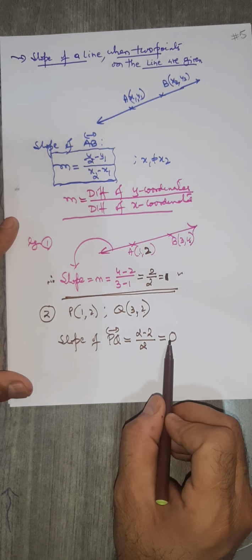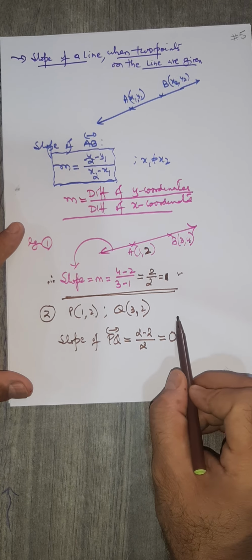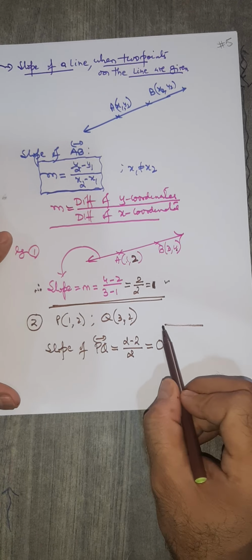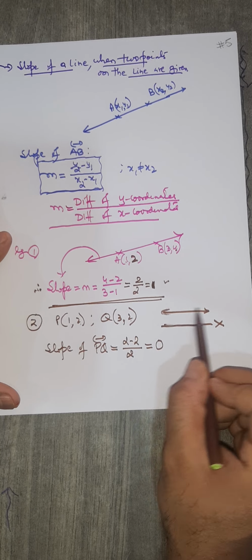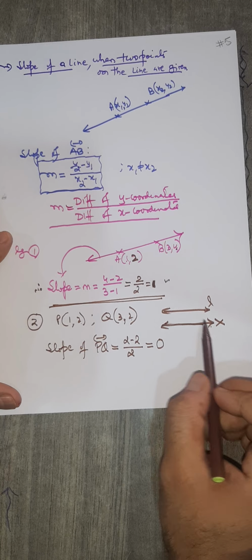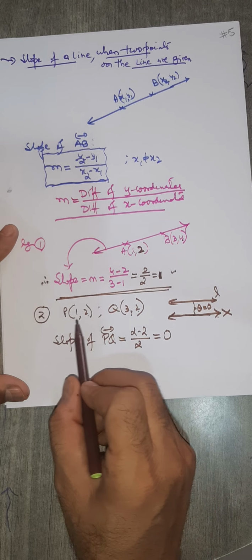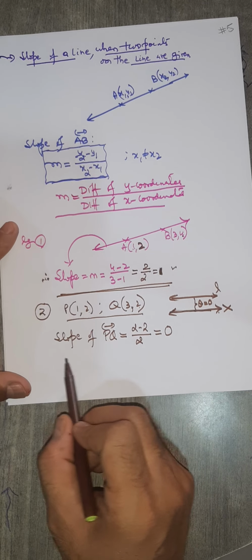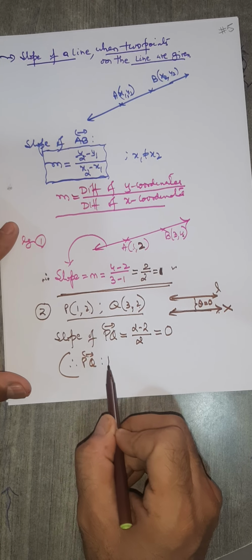What's the meaning of this? Slope is 0 means it must be parallel to which axis? If this is the x-axis, the line must be parallel to the x-axis. Right? It has no inclination, no angle with the ground. It has to be 0. So this is just for your information, you can say PQ must be a horizontal line.